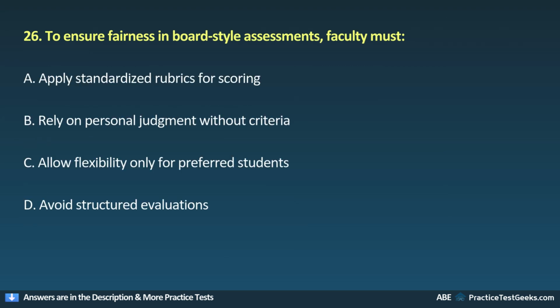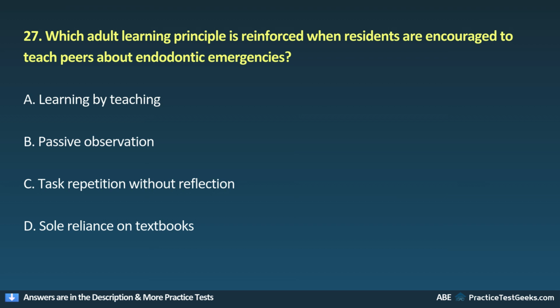26. To ensure fairness in board-style assessments, faculty must: A. Apply standardized rubrics for scoring. B. Rely on personal judgment without criteria. C. Allow flexibility only for preferred students. D. Avoid structured evaluations.